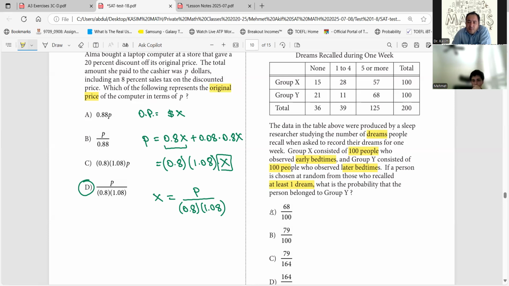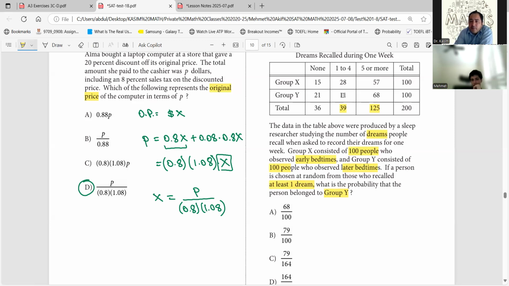At least one dream, how many people? Oh, at least one dream. Okay, the question is saying that a person is chosen at random from those who recalled at least one dream. So how many people remember at least one dream? 39 plus 125, right? And among these people, how many of them belong to Group Y?